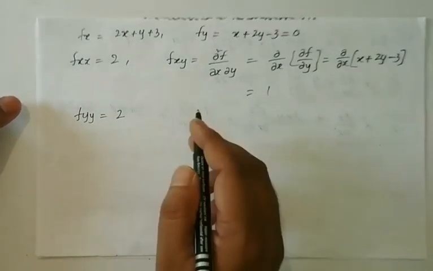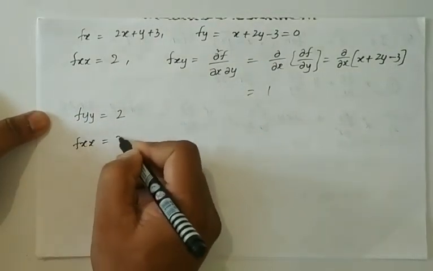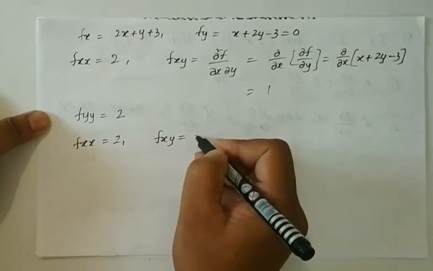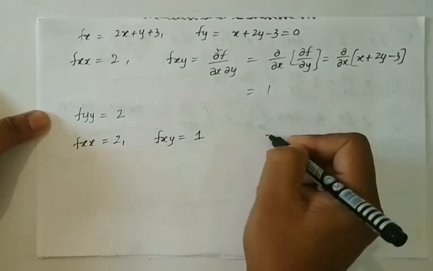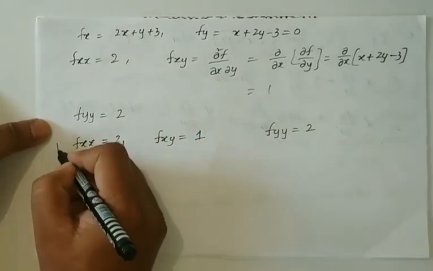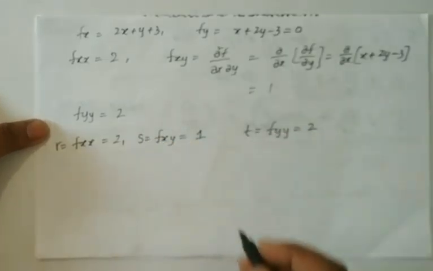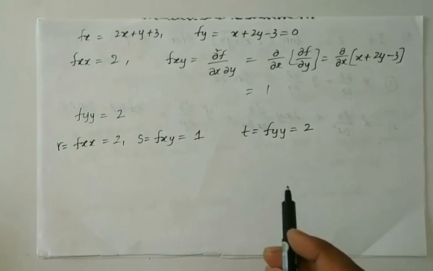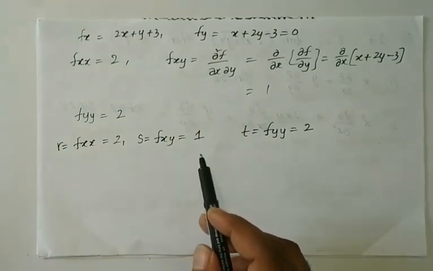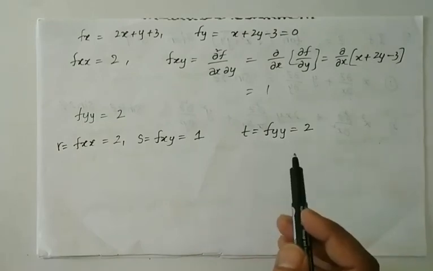Please check it if any doubt. Now we have fxx is equal to 2, fxy is equal to 1, fyy is equal to 2. So this is nothing but r, this is nothing but s, this is nothing but t. Next we have to evaluate fxx, fxy, fyy at the critical point.